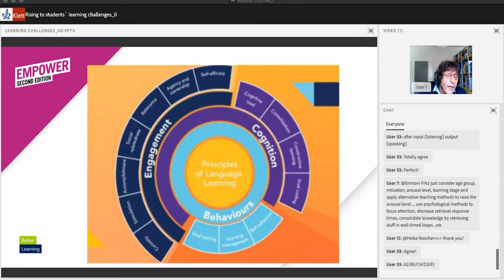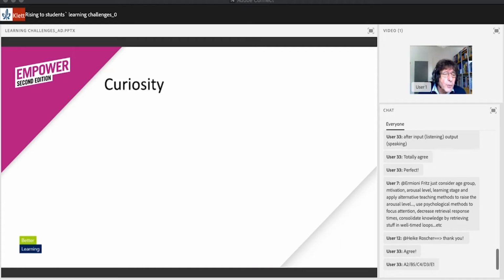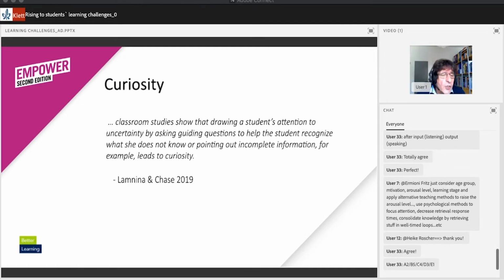Okay, that's about social relatedness. Finally, I'd like to look at another area under engagement, which is curiosity and arousing curiosity. And I've got two quotations for you here. The first one is about what leads to curiosity, and this is from Lanina and Chase. This is what they say.